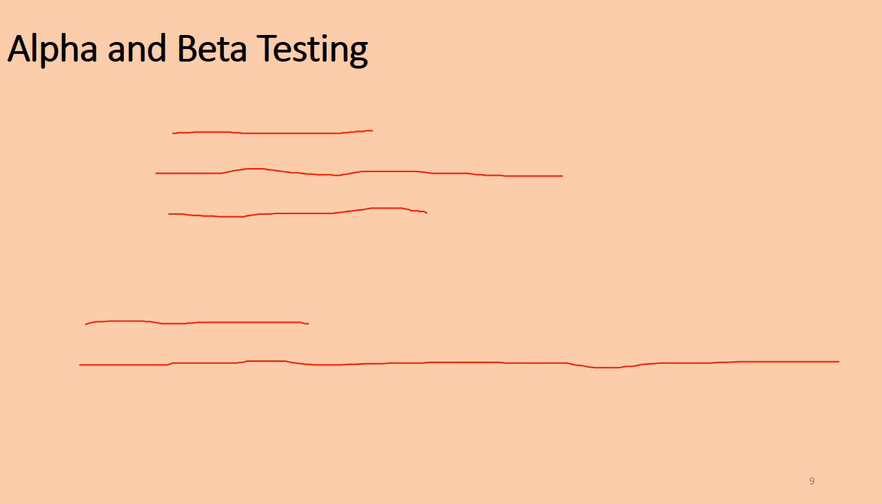Now this is one other type of testing, that is alpha and beta testing. Most of the time this question comes up: what is alpha and beta testing? So for alpha testing, please check. When your system is developed, after developing your complete system, the testing will be performed.